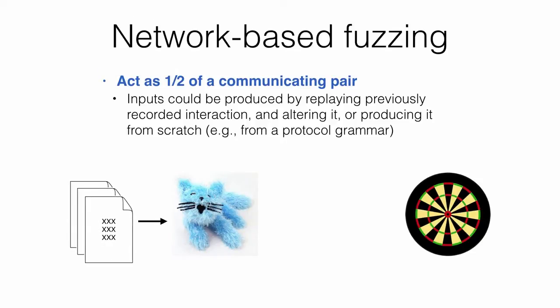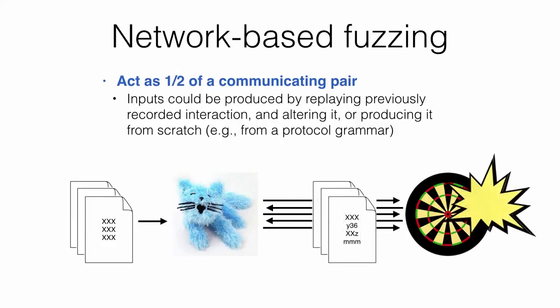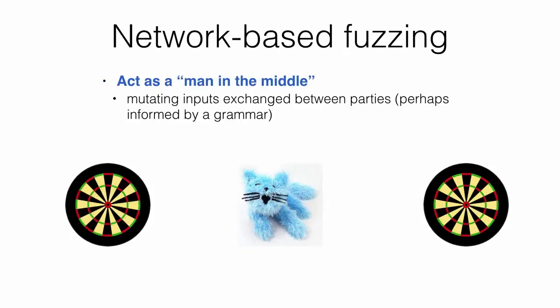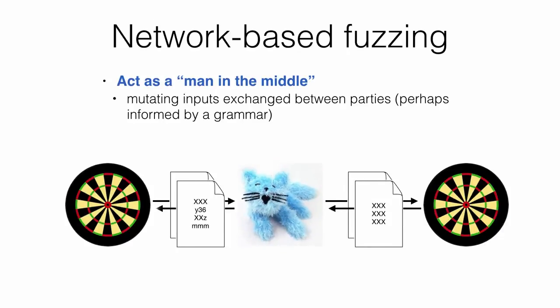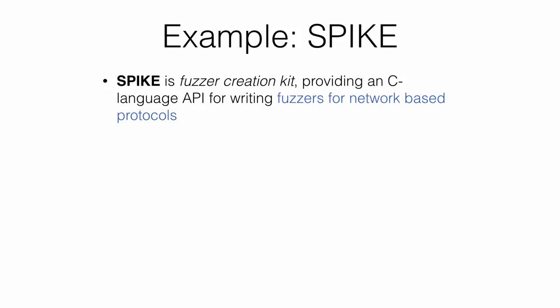Here we can imagine the interaction specification being given to the fuzzer. The fuzzer can then interact with the target, mutating that interaction input until the target potentially crashes. Another role for a network-based fuzzer is to act as a man in the middle, mutating inputs exchanged between parties, again with those mutations possibly informed by a grammar. An example of a network-based fuzzer is Spike.